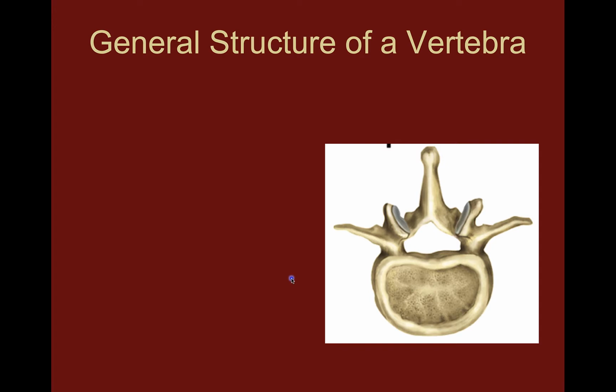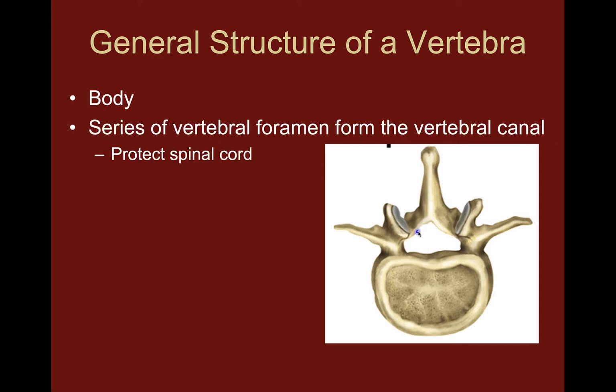If we look at the general structure of a vertebra, we can see this really large body right down here. And again, just to clarify, we are looking at a vertebra, a general one, from a superior view looking down. And then what we also see here is this vertebral foramen. And when you stack all of our vertebrae on top of each other, each vertebral foramen in each of those vertebrae forms the vertebral canal, and this is what surrounds our spinal cord and offers a nice bony protection around that spinal cord.